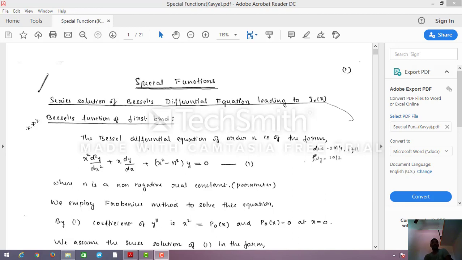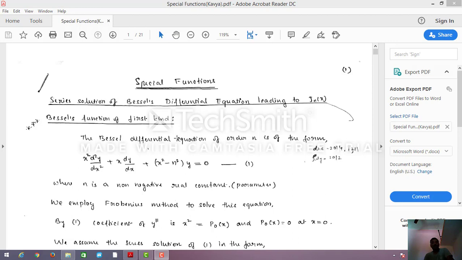In today's class, we are going to see special functions. In special functions, one of the topics is the series solution of Bessel differential equation leading to Jn of x. That only we will call Bessel function of first kind.